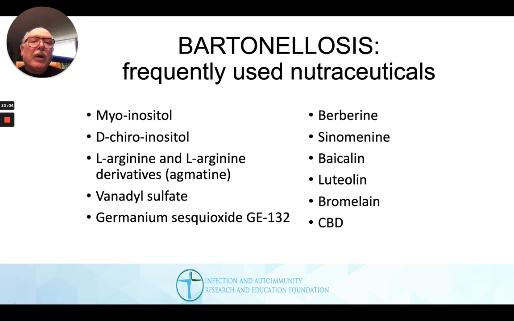In this slide I also mentioned some nutraceuticals which are between nutraceuticals and botanicals because they have plant origin. But I call them nutraceuticals because they have a defined chemical nature. First of all, these include berberine, cinnamomine, baicalin, which is an active ingredient from Scutellaria baicalensis, luteolin, bromelain, and CBD.